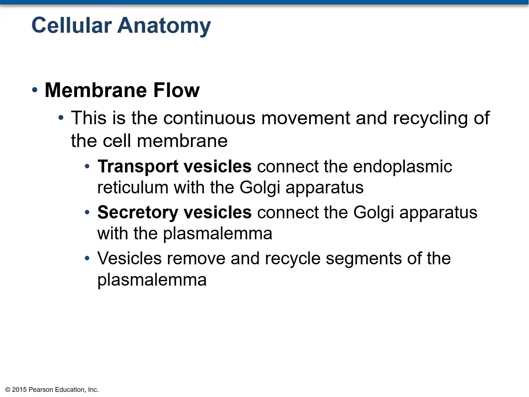Remember that vesicles play a very important role in transporting materials inside the cell and also across the cell membrane. There are two types of vesicles that are formed inside the cell. The first one is transport vesicles, which are pinched off from the endoplasmic reticulum, and they take materials from the endoplasmic reticulum to the Golgi apparatus. The second type of vesicles are known as secretory vesicles, and these are formed from the Golgi apparatus, and these usually take materials towards the cell membrane.